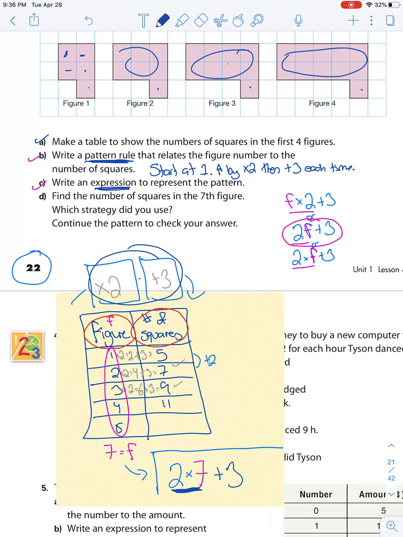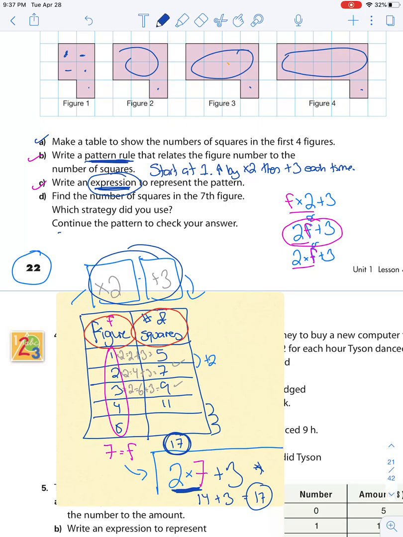So now we have to do our PEMDAS, multiply first. So 2 times 7 is 14, 14 plus 3 is 17. There you go. So that would be our answer. It would be 17 if we continue the chart. If you wanted to keep going like this, you would also recognize that you would get 17. But this is the best way, using the expression.